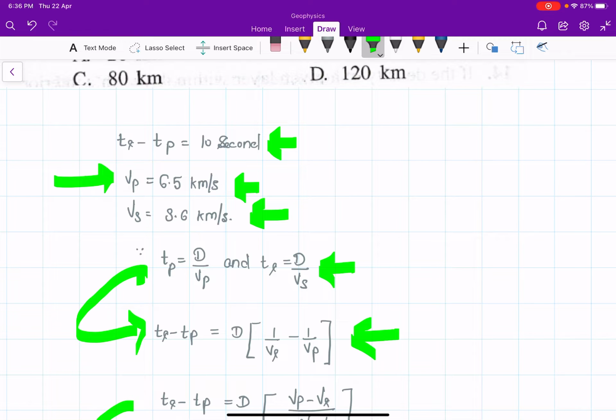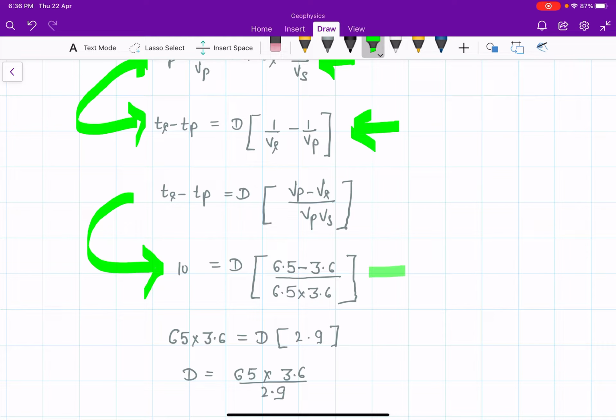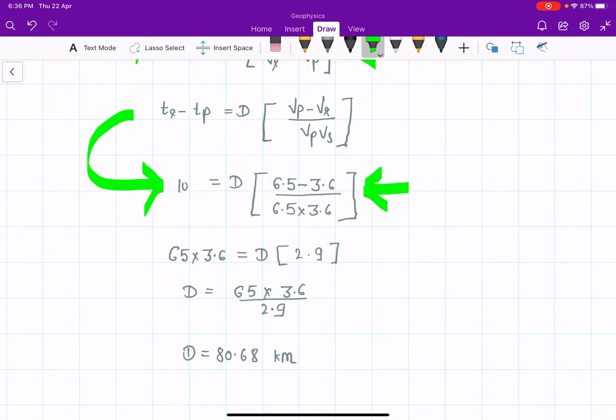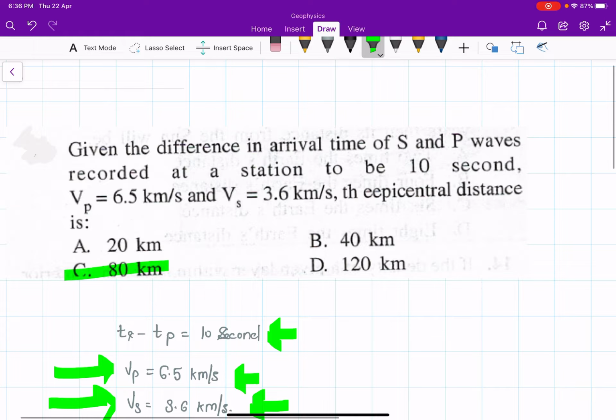Now by putting the values, that is TS minus TP is 10, VP is 6.5 and VS is 3.6. By putting all the values, we will get the value of D, which is 80.68 kilometer. So option C, that is 80 kilometer, will be the correct answer.